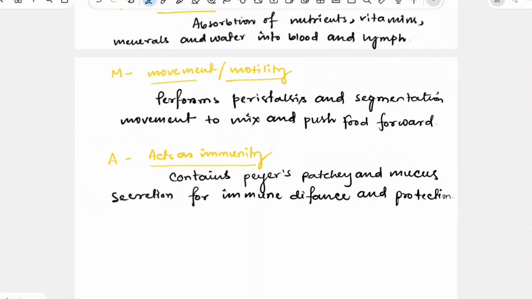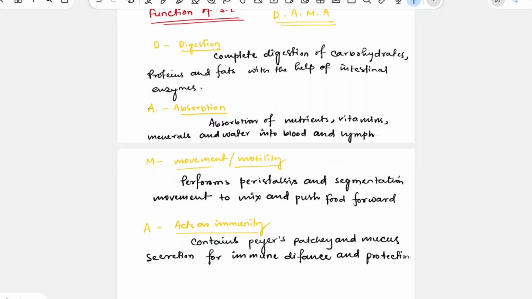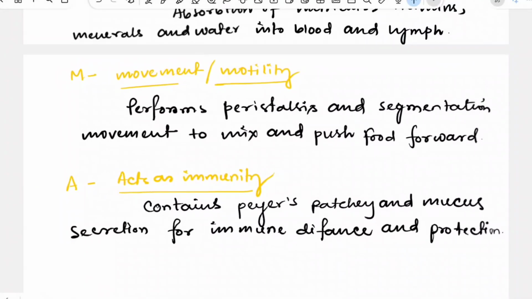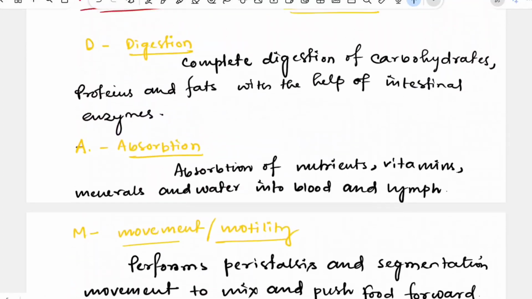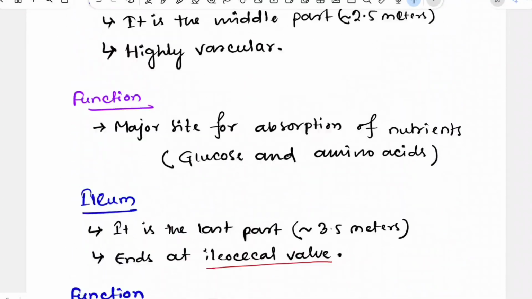So these are the main four functions of small intestine. In that, with the easy mnemonic you can remember DAMA. D for digestion, A for absorption, M for movement, and A for acts as immunity. So these are the four points you can remember. So with this point our small intestine notes are finished. I hope you understood.